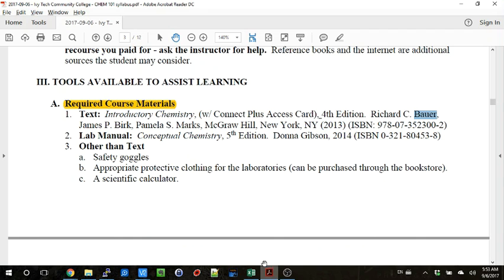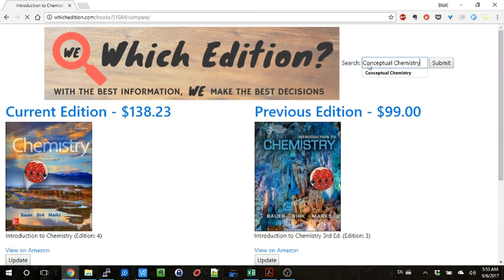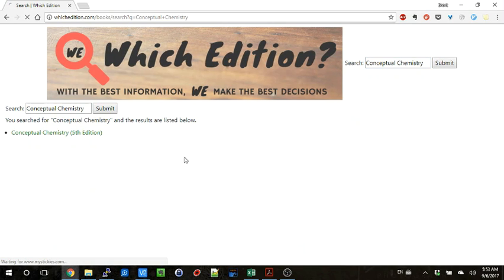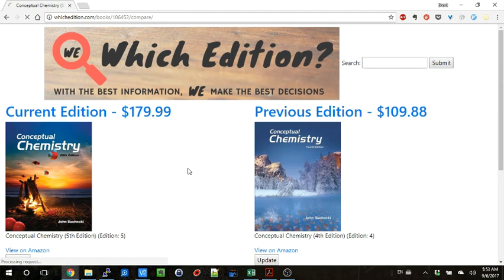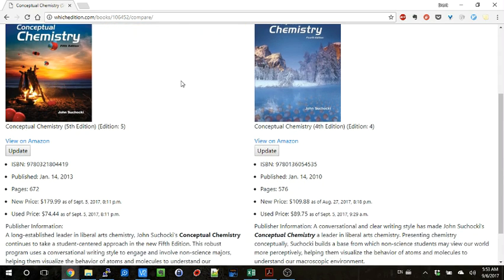Let's look at the other textbook that is required. The lab manual here is Conceptual Chemistry, and so we'll put that into our search box. And Which Edition will bring up a side-by-side comparison of this textbook, Conceptual Chemistry. The current edition is the 5th edition. The 4th edition is on the right here. And again, there's a big difference between the new prices, which you can see there. If you click on any of these links, it'll take you to Amazon so that you can make your textbook purchase.